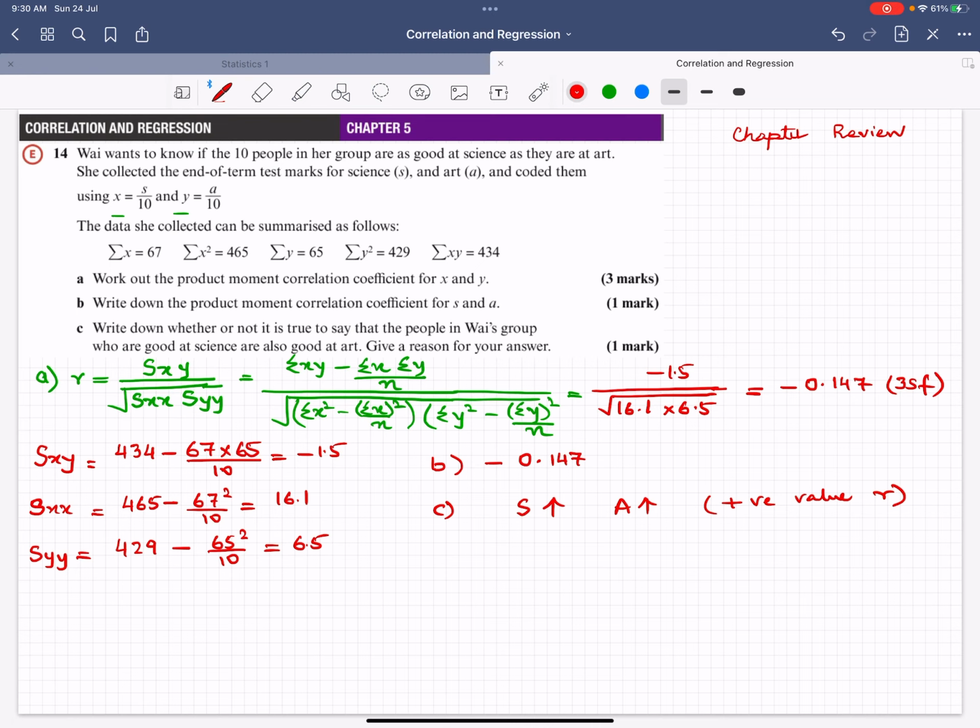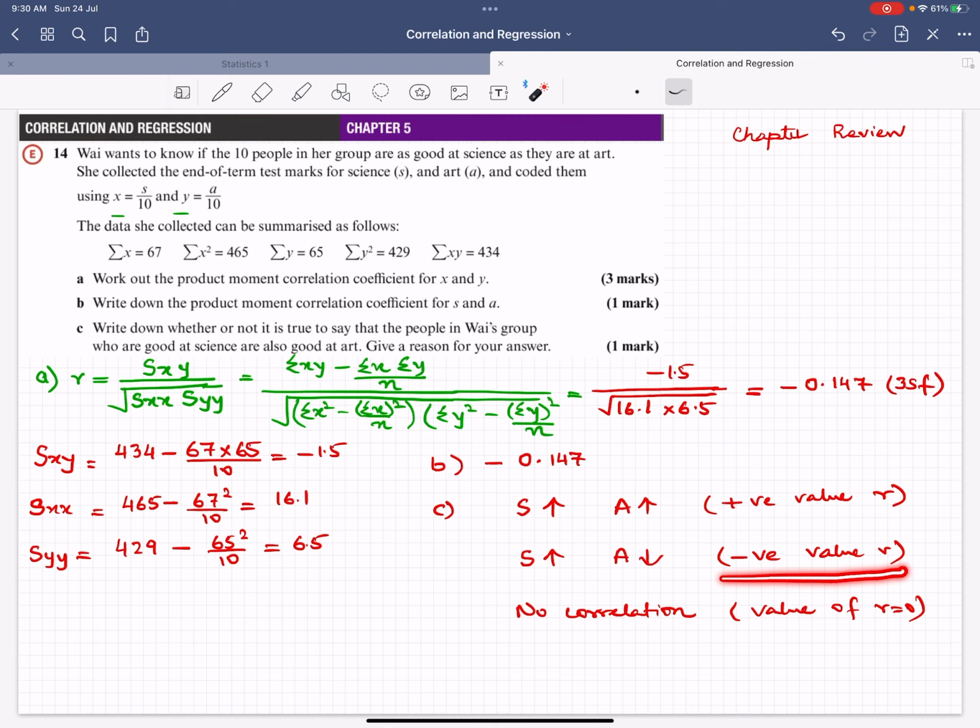There is another type of correlation where we have, for example, people who are good at science are not good at art. So this is a negative value for R. Okay, and then there is a value for R, which is 0. So when the value of R is 0 or close to 0, it's basically no correlation. So here, since the answer is negative for R, a negative value for R means that those who are good at science are not good at art.